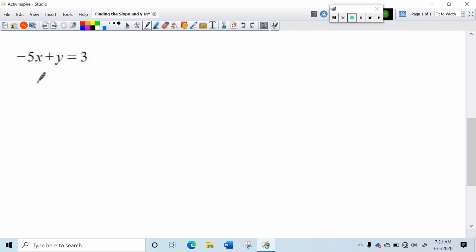Okay, this equation, if there's nothing in front of a variable, it's assumed to be a 1. So there's a 1 in front of that y. So I have a, b, and c. The slope is the opposite of a. So the opposite of negative 5 is positive 5 over b, which is 1. So 5 divided by 1 is 5. That's the slope of that line.